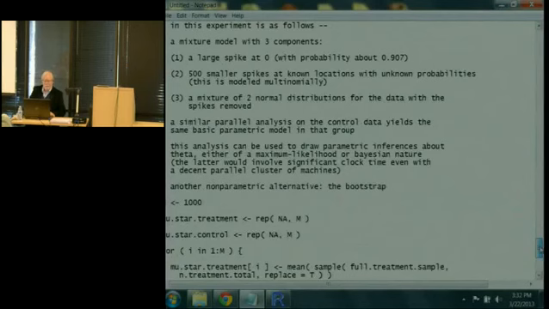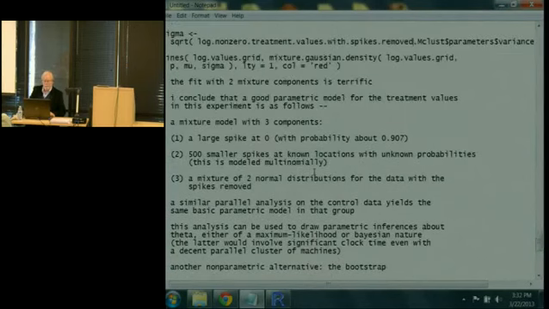So I conclude that a good parametric model for the treatment values in this experiment is what I just said: a mixture model with 3 components, a large spike at 0, and I learned that probability, it's around 90.7%, 500 smaller spikes at known locations with unknown probabilities, which I learned multinomially, and a mixture of 2 normal distributions for the data with the spikes removed. And a similar parallel analysis on the control group data yields the same basic parametric model over there.